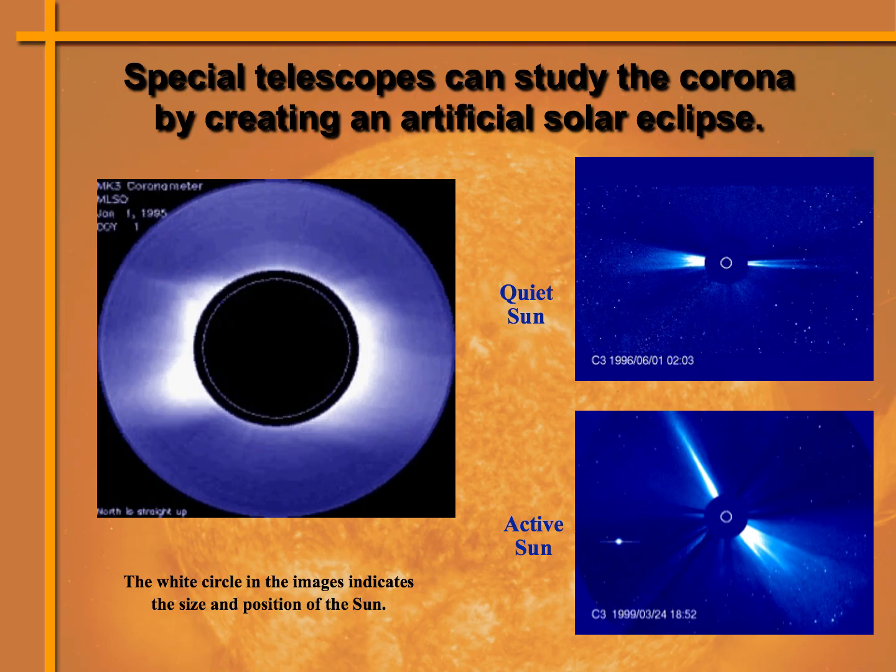This is an image of a telescope equipped with a coronagraph. This metal disc covers the brightest portion of the sun so we can see the faint corona. Notice the pictures on the right side and the difference between the amount of corona visible depending on how active the sun is at a given time.